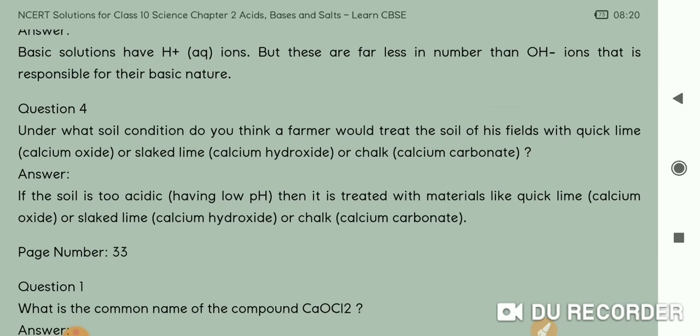Question number 4, under what soil conditions do you think a farmer would treat the soil of his field with quicklime, slaked lime, or chalk? Quicklime is calcium oxide, slaked lime is calcium hydroxide, and chalk is calcium carbonate. So in which condition should the farmer add these in the soil? Now these are basic substances. You can see that all three are basic.